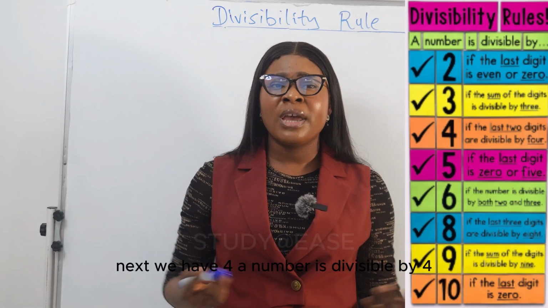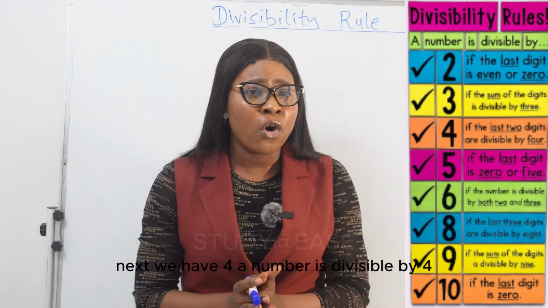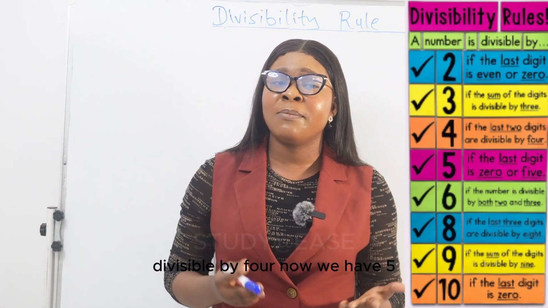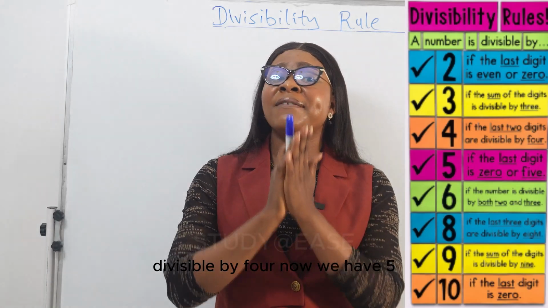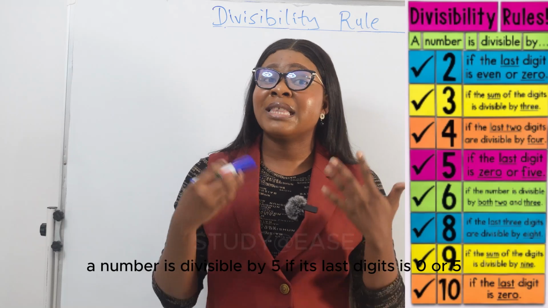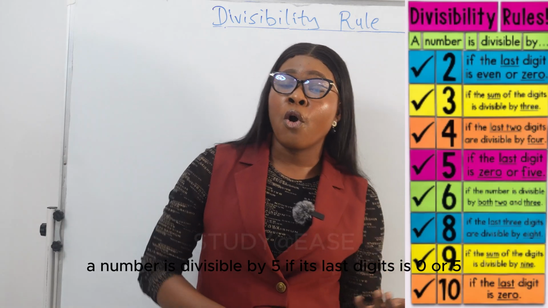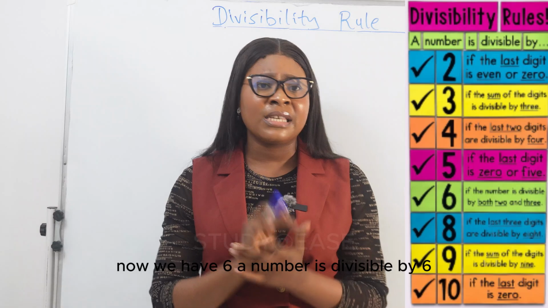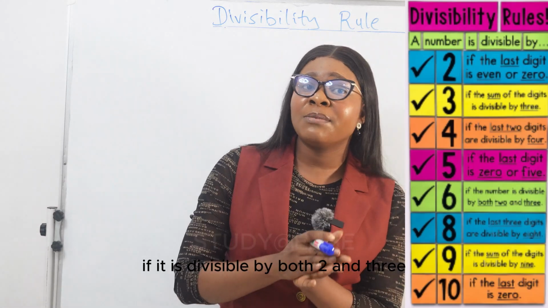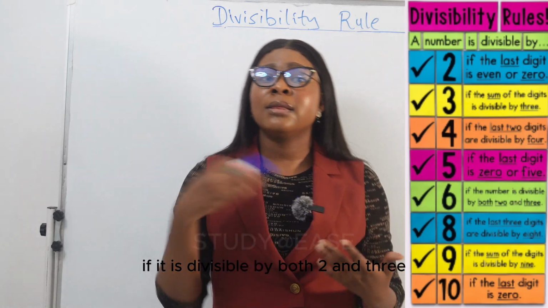Next, we have 4. A number is divisible by 4 if the last two digits form a number divisible by 4. Now we have 5. A number is divisible by 5 if its last digit is 0 or 5. Now we have 6. A number is divisible by 6 if it is divisible by both 2 and 3.